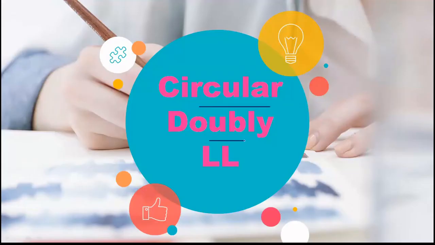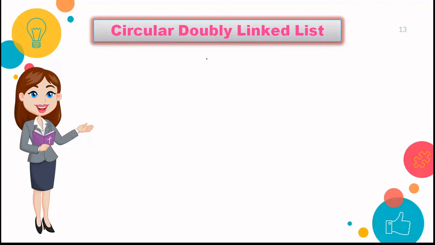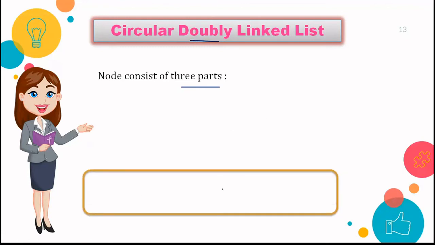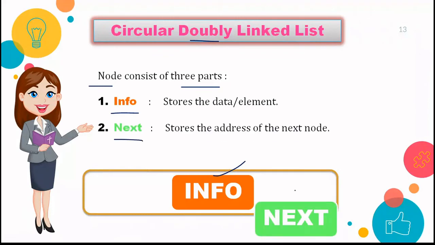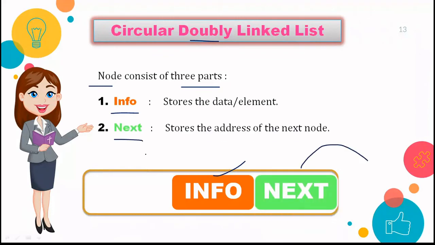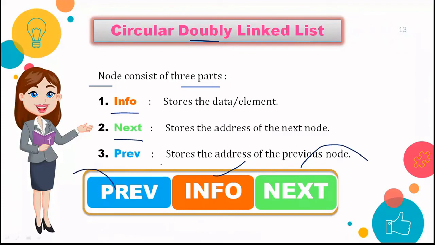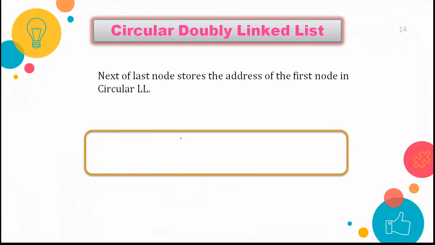Now let's understand circular doubly linked list. So in a circular doubly linked list, it has three parts because it is a doubly linked list. So this is your node, right? The information part will again contain some data or element. Then we have the next part, which stores the address of the next node. We have the previous part, which stores the address of the previous node, right? Now let's understand it with the help of an example.